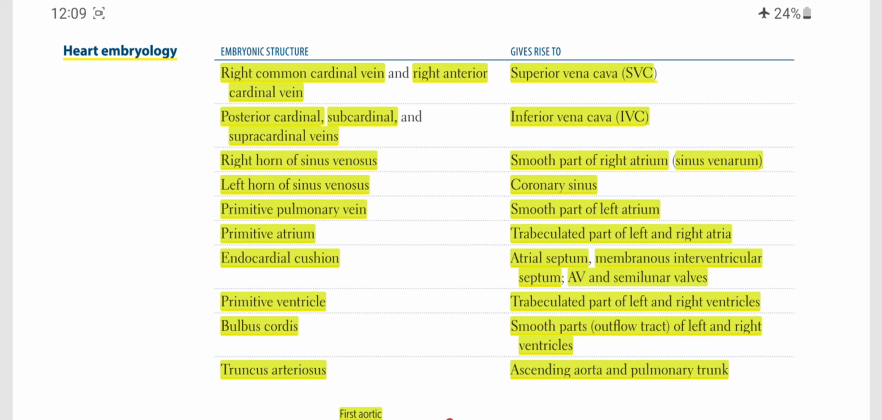Primitive ventricle gives rise to the trabeculated part of the left and right ventricles. Bulbus cordis leads to the smooth parts of the left and right ventricles. Then we have truncus arteriosus, which leads to the ascending aorta and pulmonary trunk.